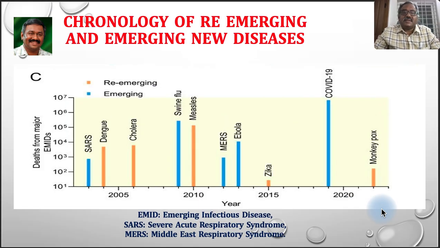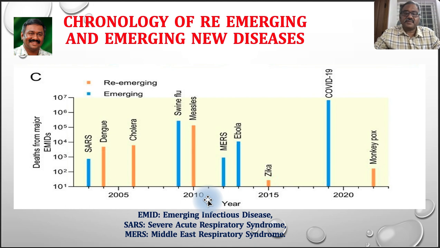Now if we look into the deaths which had happened during these emerging and re-emerging diseases, the deaths are from SARS, more than about 10 to the power of 3 people died in the year 2003. From dengue in 2004, about 10 to the power of 4 people died. And in the year 2006, from cholera, more than 10 to the power of 4 people died. And in the year 2009, from swine flu, more than 10 to the power of 5 people died.